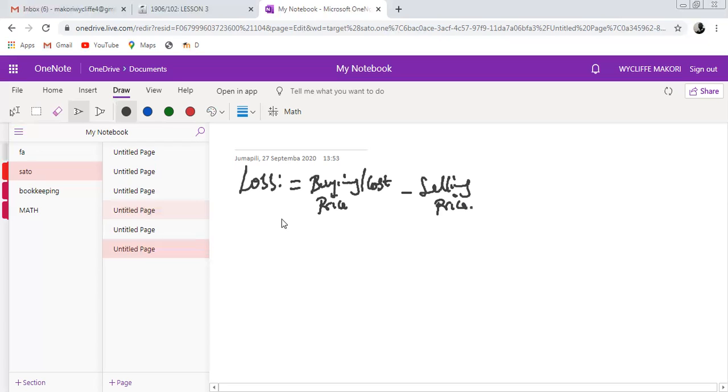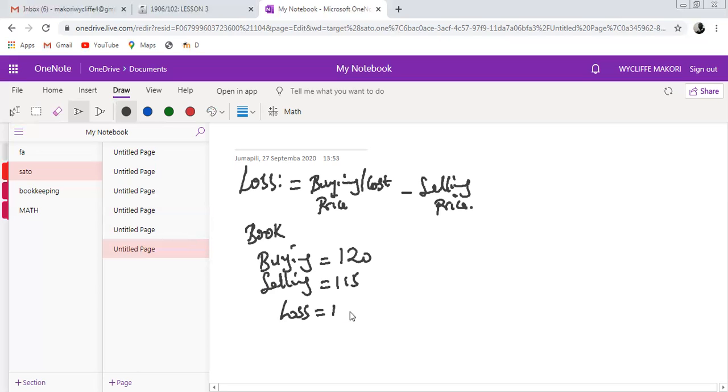The difference between these two will give you the loss, because the buying price is more than the selling price. So for example, if you buy a book where the buying price is 120 shillings, and you sell it at maybe 115 shillings, you are going to incur a loss equivalent to 120 minus 115, which is a loss of 5 shillings.